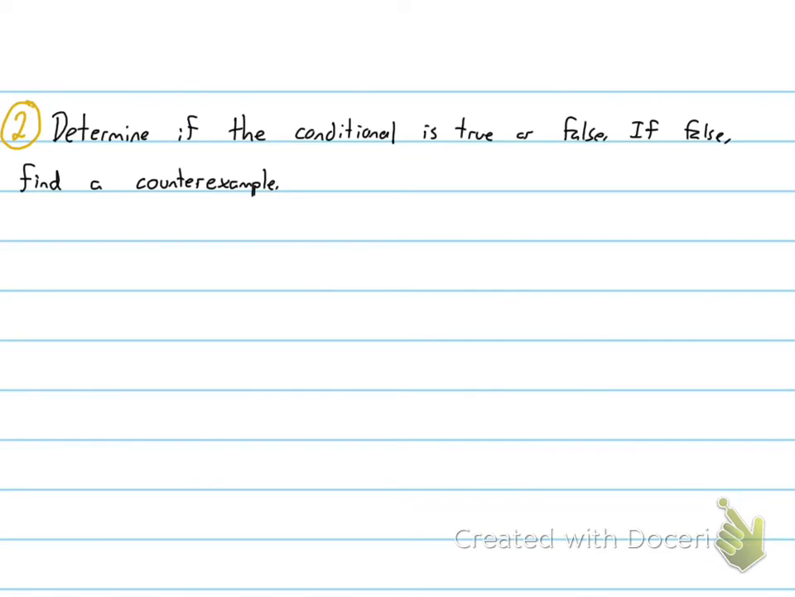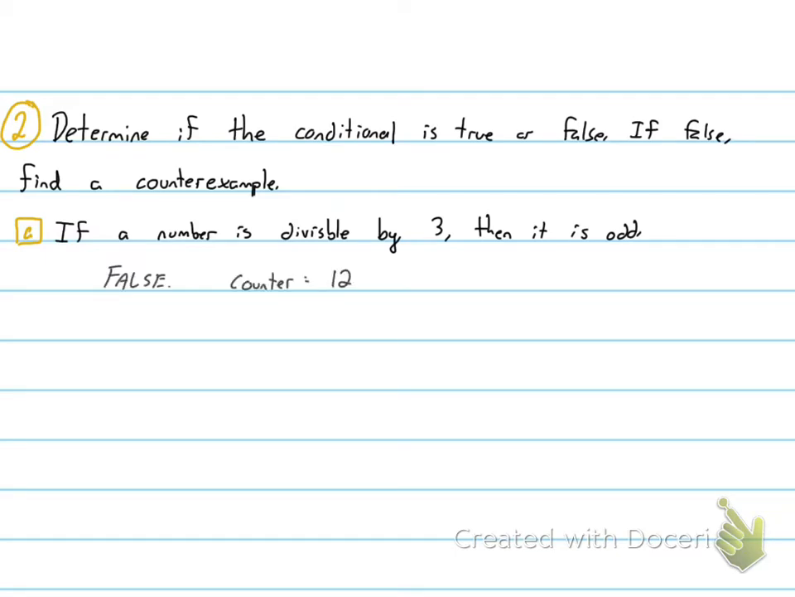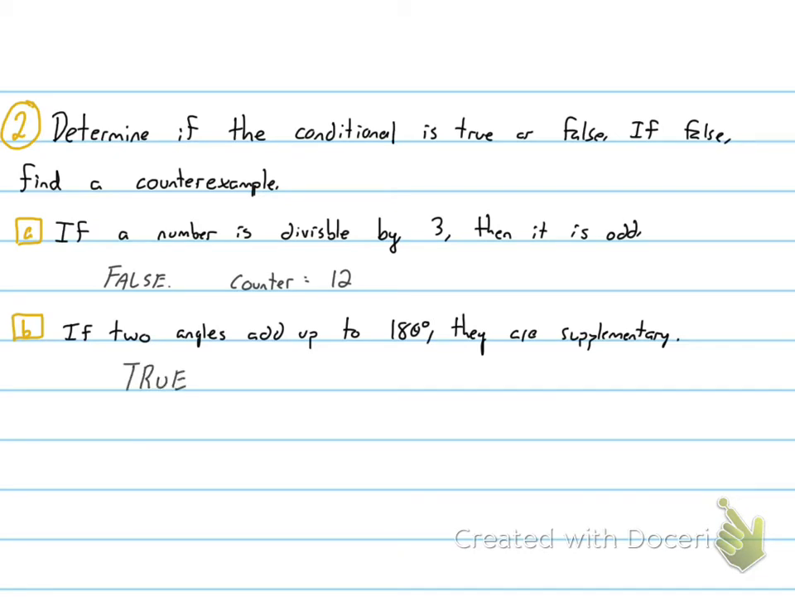Example number 2, we want to determine if the conditional statement is true or false. If it's false, we want to find a counterexample. So again, an example that proves it wrong. In example number A, if a number is divisible by 3, then it is odd. I would say that's false because I would think of the number 12. 12 is divisible by 3, but it's an even number. In part B, if two angles add up to 180, then they are supplementary. This would be a true statement.